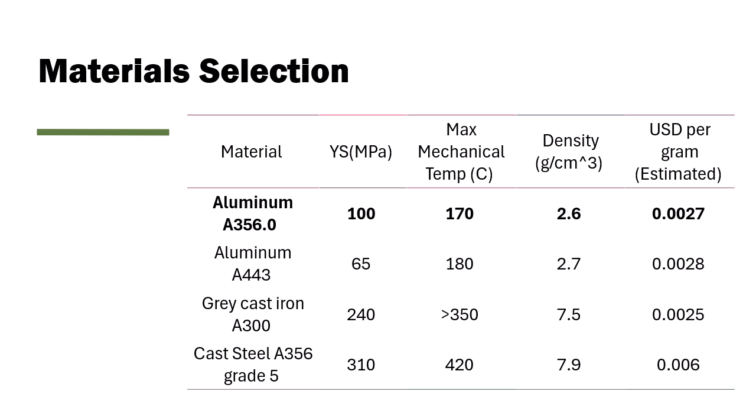All right, this is our material selection. We chose aluminum A356 because of its high yield strength, its density, its mechanical temperature, and its low cost.